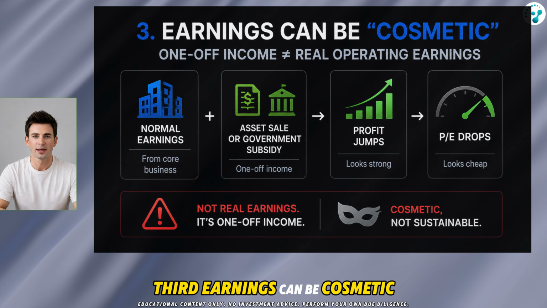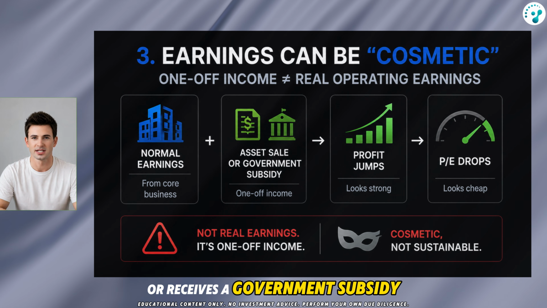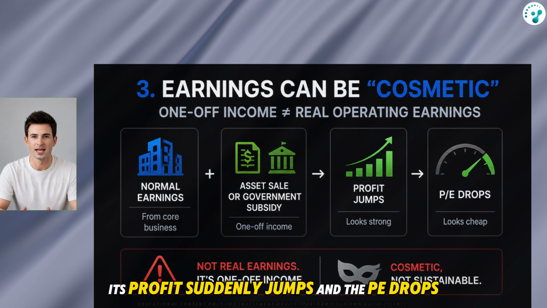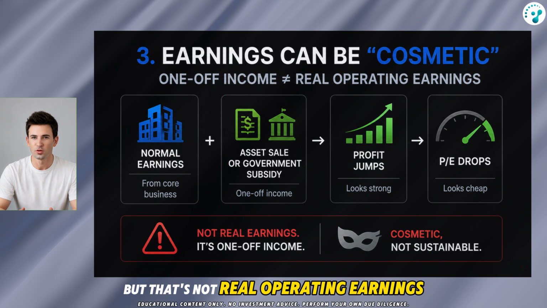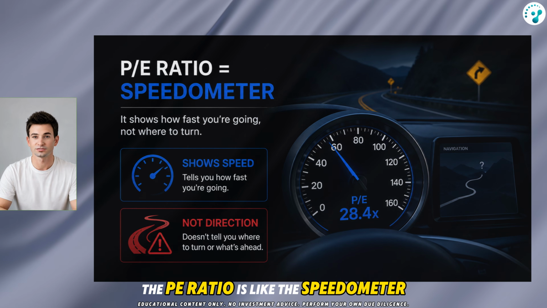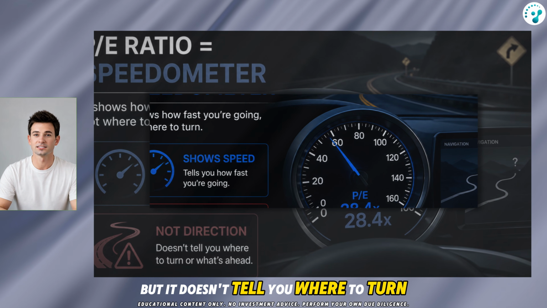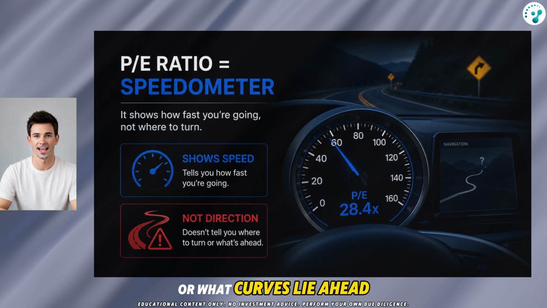Third, earnings can be cosmetic. If a company sells off an asset or receives a government subsidy, its profit suddenly jumps and the PE drops. But that's not real operating earnings. It's one-off income. The PE ratio is like the speedometer on your car's dashboard. It tells you how fast you're going, but it doesn't tell you where to turn or what curves lie ahead.